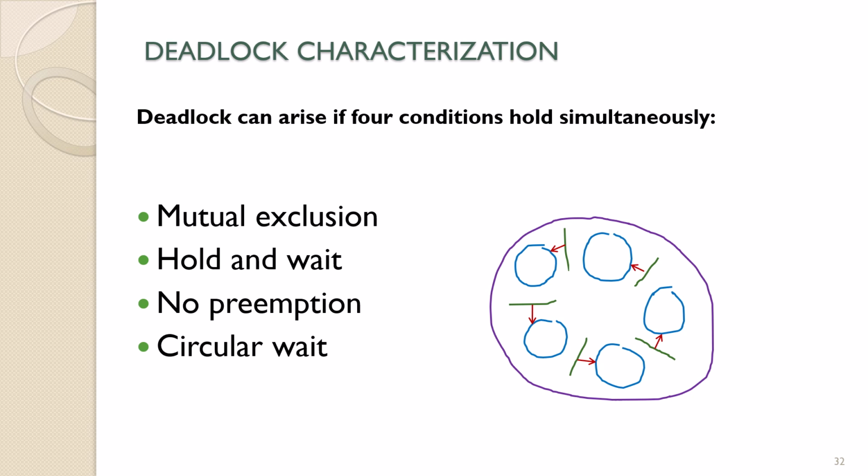But in this case, with no preemption, we have a very good chance of deadlock. And circular wait. This is very circular. It's very obvious that each philosopher in a cycle is waiting for the other one.